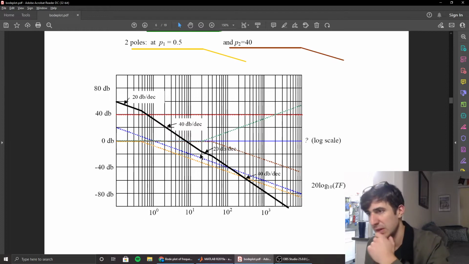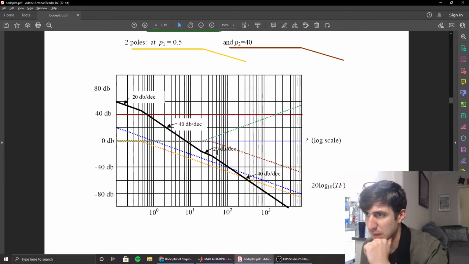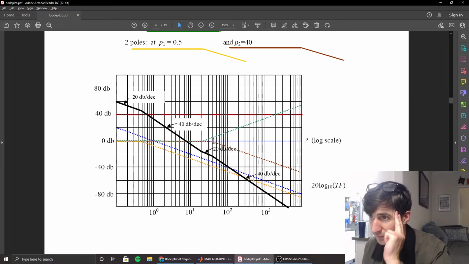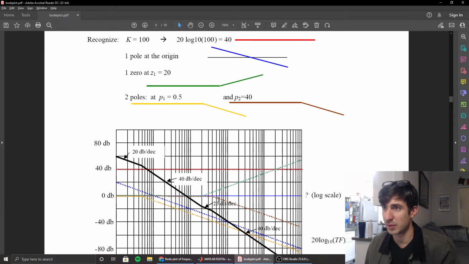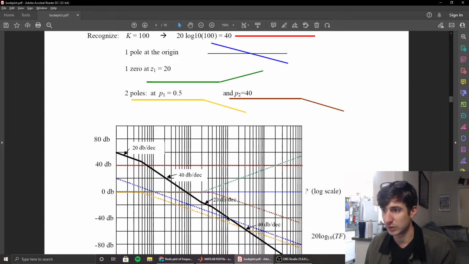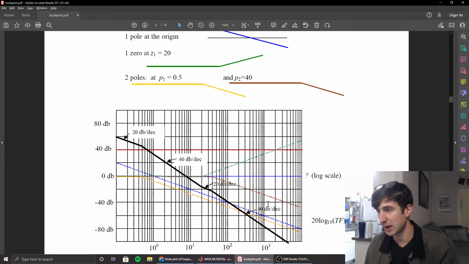it becomes less steep, it kind of levels out, and then we're at minus 20 dB per decade here until we get here, where we have another pole which breaks at 40, so we have minus 40 dB, and that's the last break frequency that we see. So it just continues to attenuate at minus 40 dB per decade.